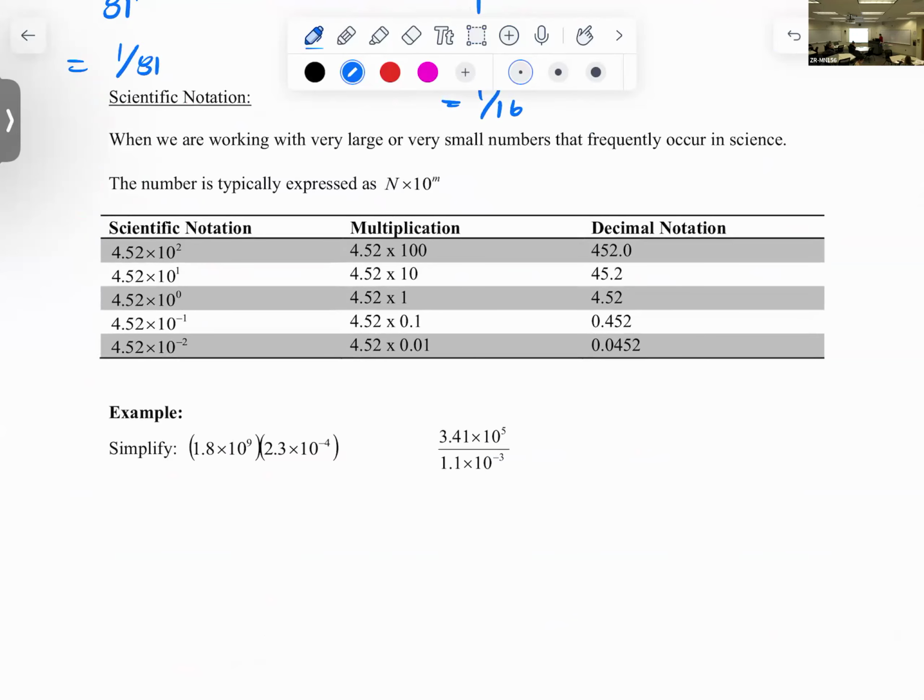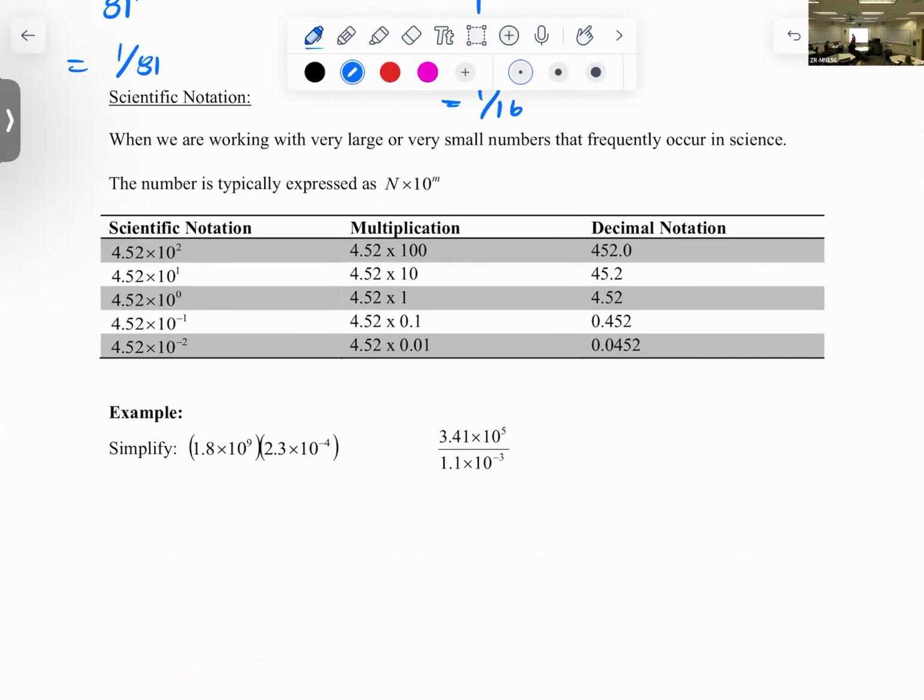One big application of exponents is scientific notation. Scientific notation is best when dealing with very, very large numbers and very, very small numbers. If you have a number with 10 zeros after the decimal, scientific notation is a better way to write that. And that's what I have written here.